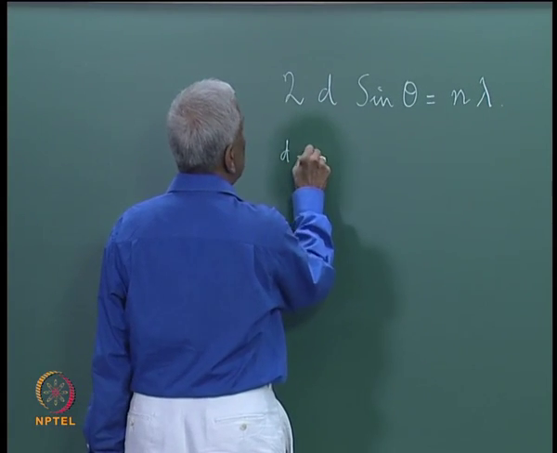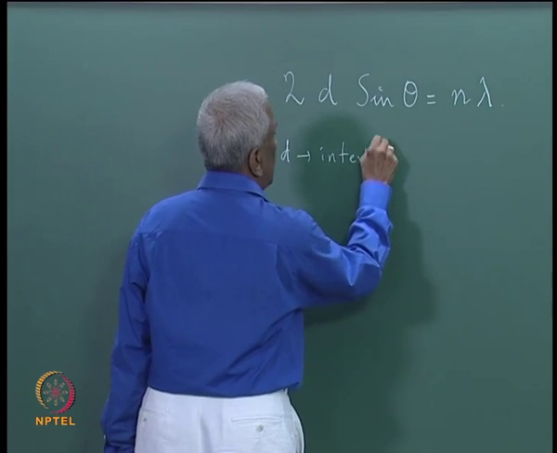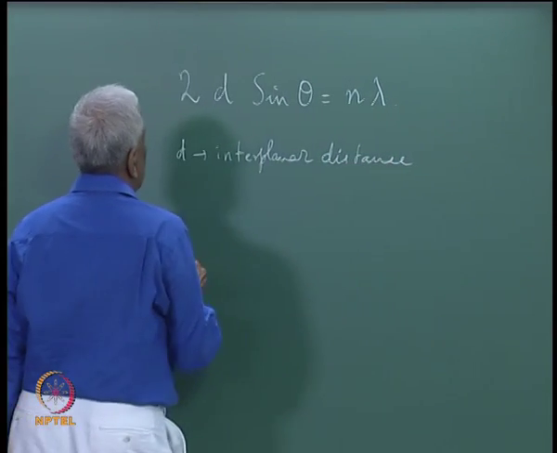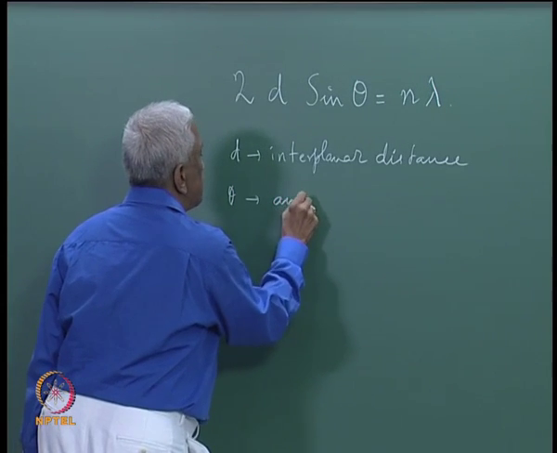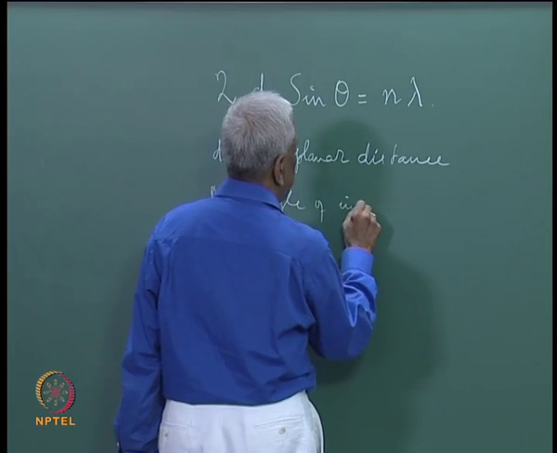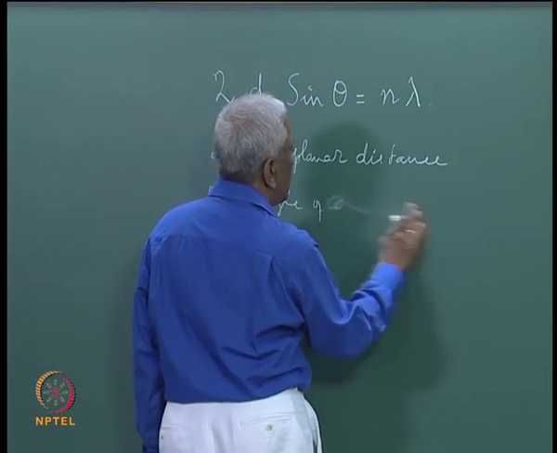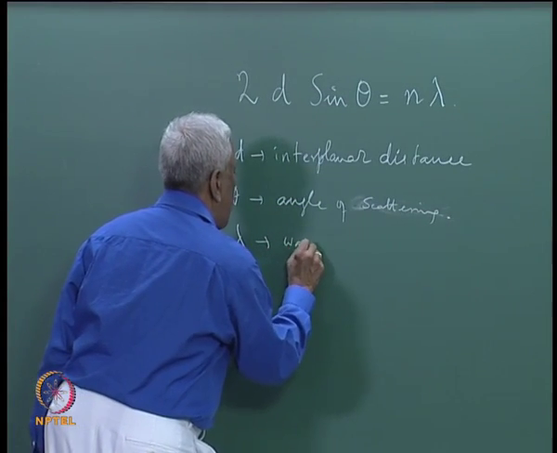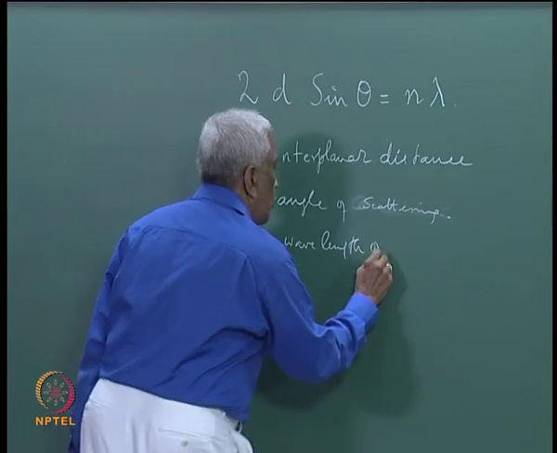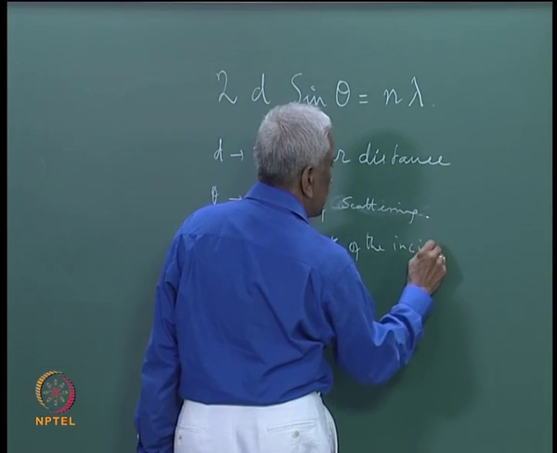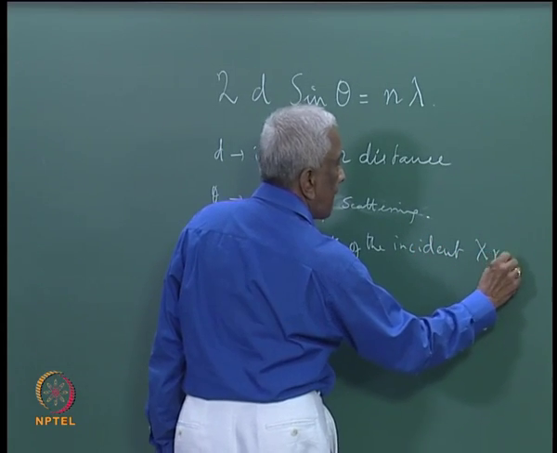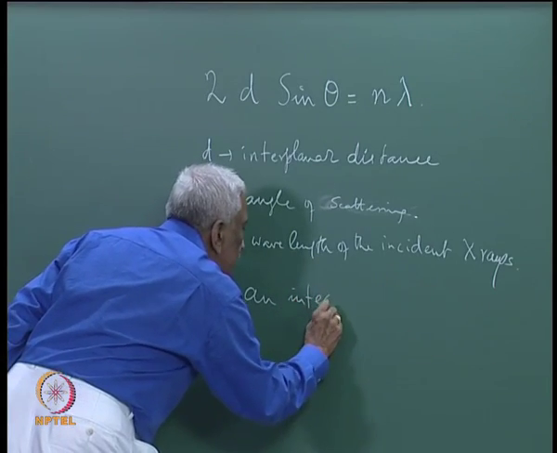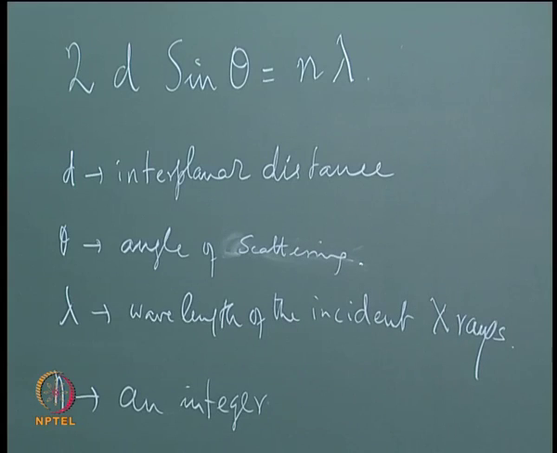Here d is the interplanar separation distance, theta is the angle of incidence, let me say angle of scattering, and lambda is the wavelength of the incident X-rays. n is any integer. Corresponding to different values of n, diffraction maxima will arise.